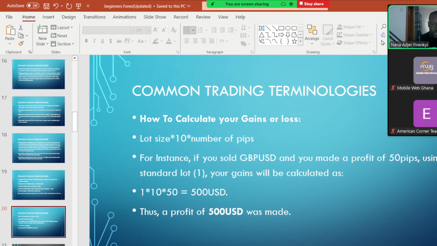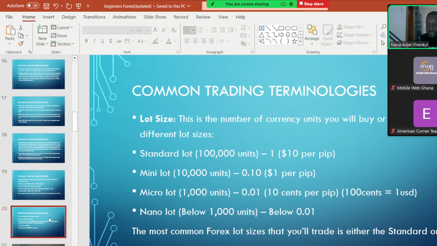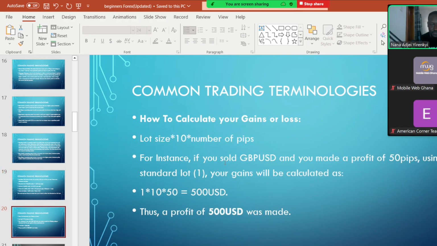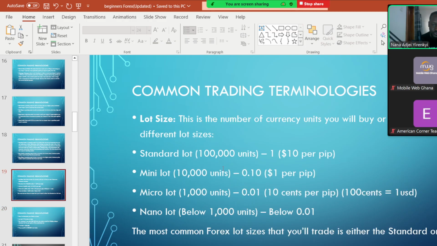So you are going to multiply the lot size, which is 1 over here, by 10, and then you multiply by the number of pips that price actually moved in profit. It moved in profit by 50 pips. So if you are calculating the monetary value, you are going to get $500 as price moved 50 pips in profit. Okay, so using the same example, let's say instead of one lot you used 0.1, a mini lot of 0.1.